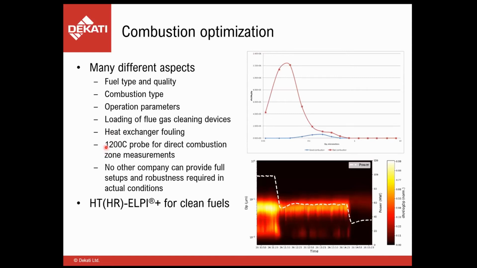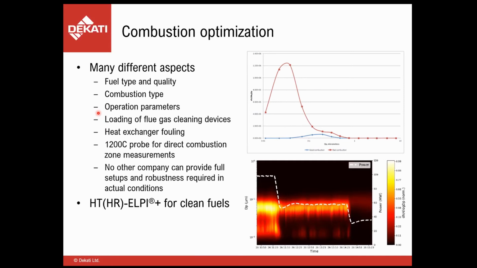So different things can be done with the direct measurements from the combustion zones. It can be used to try to reduce heat exchanger fouling, try to look at what is the loading on the flue gas cleaning devices, optimize for different fuels and different fuel qualities, and look at the operating parameters of a particular boiler. But this combined with the LP would be a full setup for combustion zone measurements.